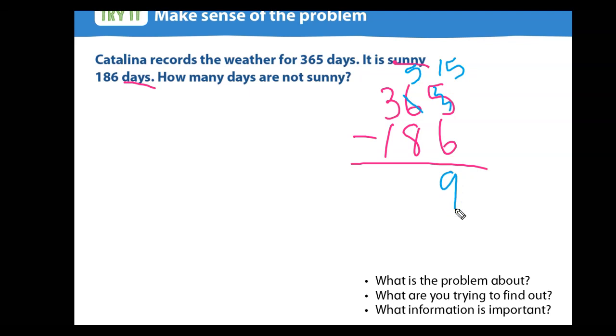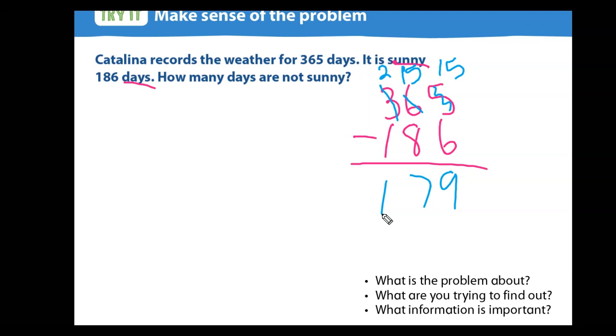5 minus 8. Can I do that? No. So what do I need to do? Borrow from the hundreds place. If I borrow 1 from 3, I get 2. And the one that I borrowed goes next door to the right. Instead of 5, I have 15. So 15 minus 8 is 7. And then 2 minus 1 is 1. So how many days were not sunny?